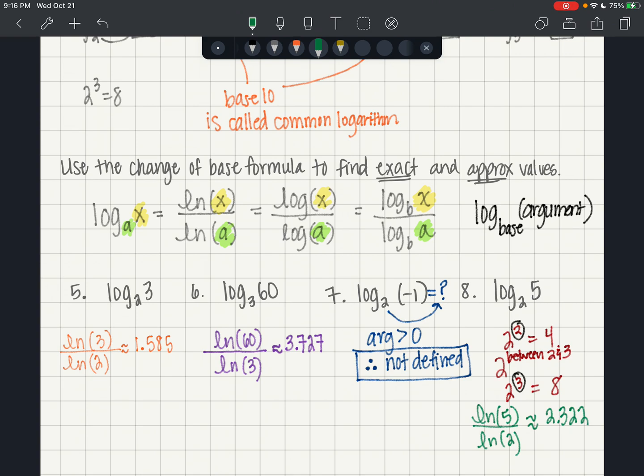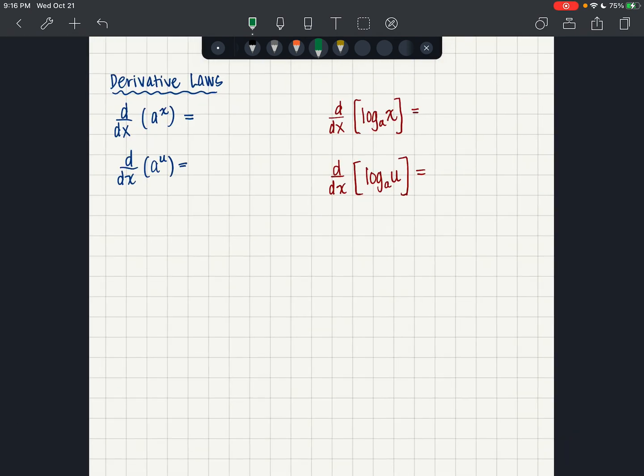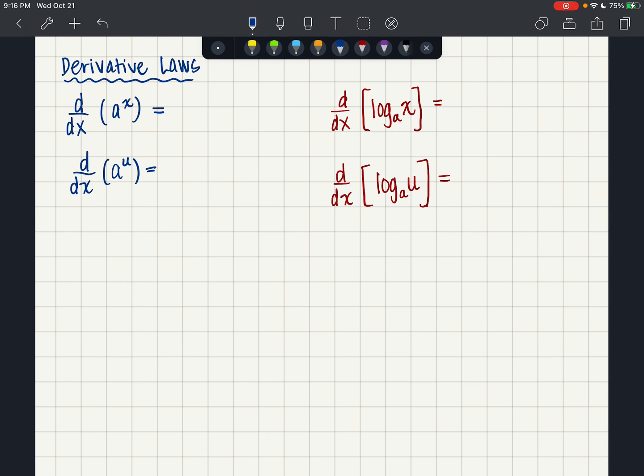So hopefully you got those values. You're feeling pretty good about the calculator. Now we're ready to move on to some calculus. Now this goes pretty quickly, so don't blink.